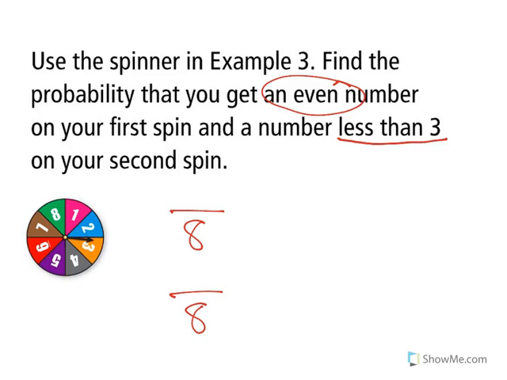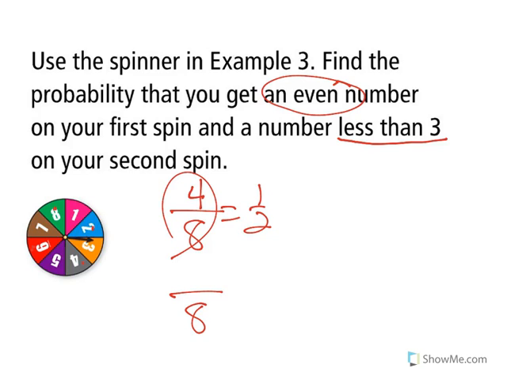So an even number, how many even numbers are there? Well, 1, 2, 3, 4, right? 2, 4, 6, 8. So there's 4 out of 8 chances that you're going to get an even number. You could go ahead and reduce this to 1/2 if you want to, but you don't have to. You can use this to multiply later.